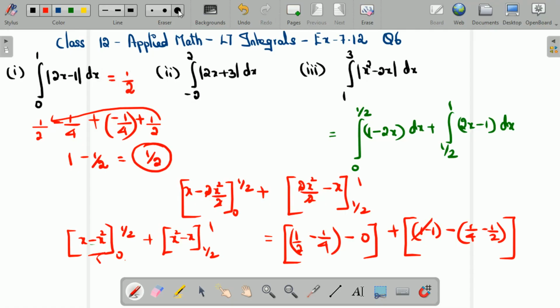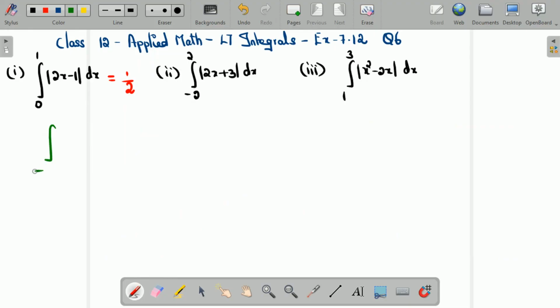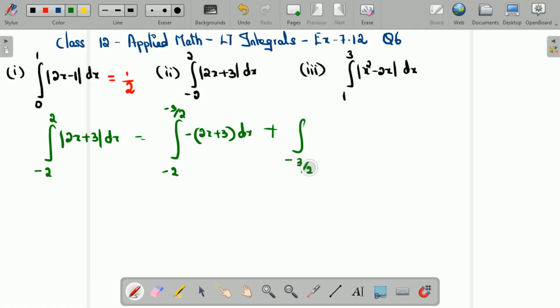Now let's take up the second one. The second integration is between minus 2 to 2, mod of 2x plus 3 dx. So here the integration can be broken again into two parts. This is minus 2 to minus 3 by 2, where this function will behave as minus of 2x plus 3 dx. And between minus 3 by 2 to 2, this will function as 2x plus 3 dx.